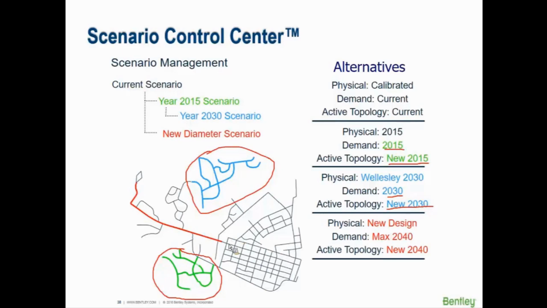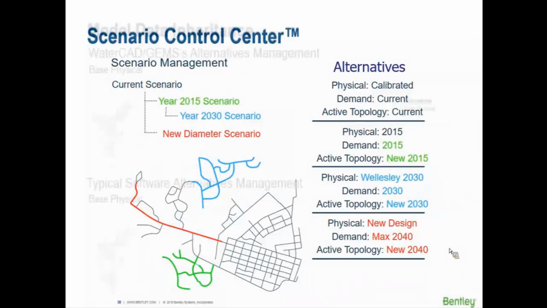So we're using different building blocks to come up with another scenario. And maybe we want to turn this pipeline on and make it a larger trunk line. So that's an active topology. We've turned another pipeline on. Maybe we change the diameter too. It's in physical. So these building blocks can help you kind of methodically go through and test the changes that you're going to do on a model.